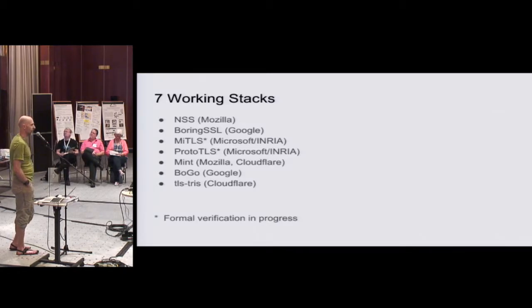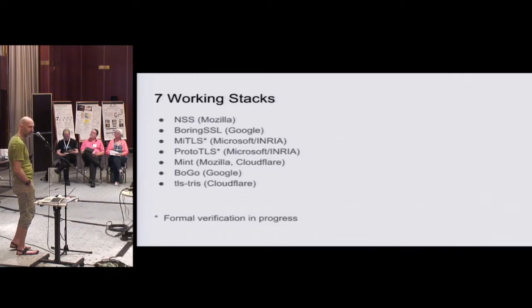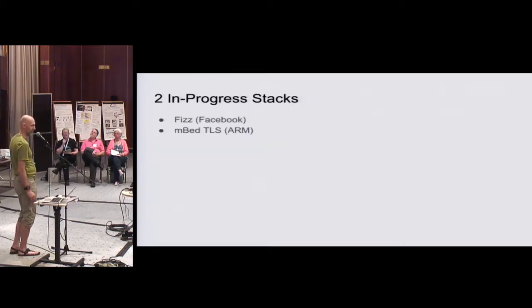Three of these are intended to go into production environments, namely NSS and BoringSSL, those power Firefox and Chrome respectively, and TLS Tris, which is Cloudflare's. And there are a bunch that are either BoGo, which is Google's testing one that exploits a lot of problems people find in their stacks, and then 2 verifiable implementations from Microsoft and INRIA. We also have 2 in-progress stacks from Facebook and ARM.